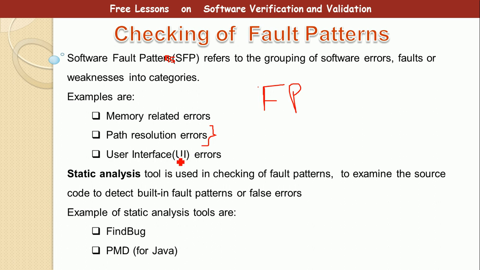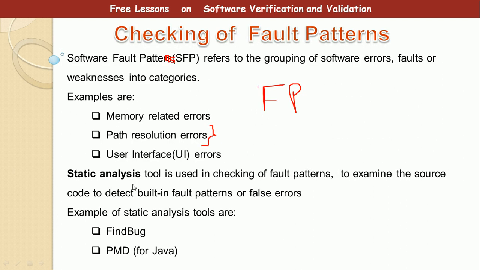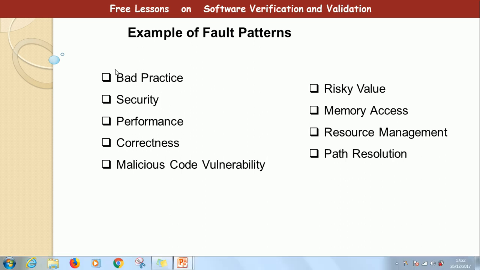All right, so in checking of fault patterns, static analysis tools can also be used to check fault patterns. A static analysis tool can be used to examine the source code to detect whether there are built-in errors or faults. These can also be false errors, not actually a fault from the coder, but a built-in error out there. Some static analysis tools include FindBugs. We also have PMD. Examples of fault patterns are: bad practice, security, performance, correctness, malicious code, risky value, memory access, resource management, and path resolution. I've mentioned this before now.